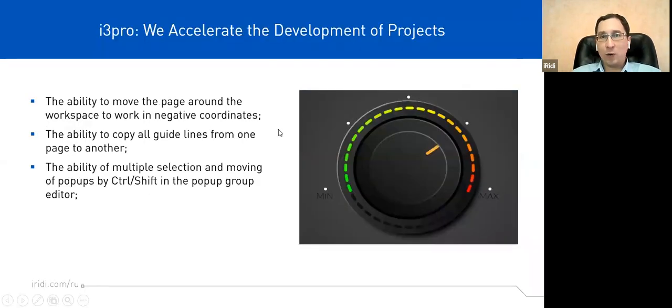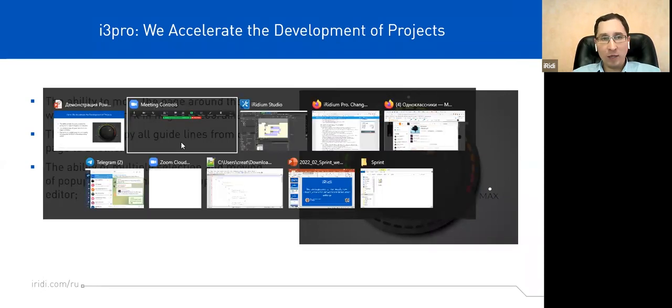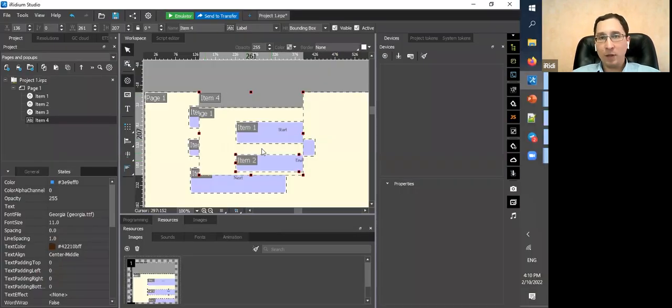The next thing is about how we accelerate the development of the project: the ability to move the page around the workspace and work in negative coordinates. What does it mean? Here we have page 1.